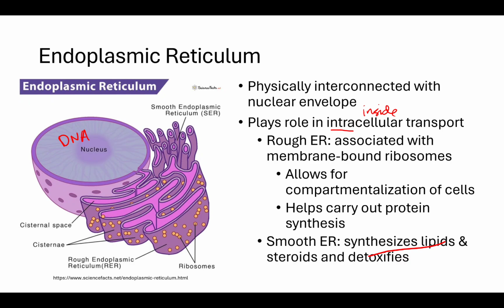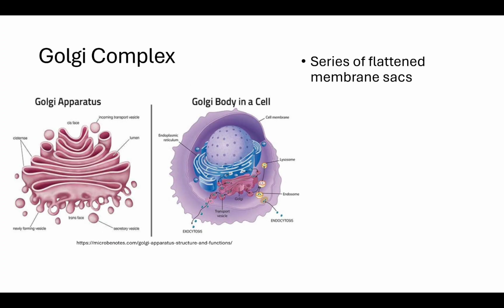Then you have the smooth ER. Its role is going to be in synthesizing lipids and steroid hormones, as well as playing a role in detoxification. In general, if you're looking at cells and they have a large amount of smooth ER, they may have a very heavy role in something like synthesizing these lipids or steroids or detoxifying. So liver cells, for instance, are going to have large amounts of smooth ER in them.